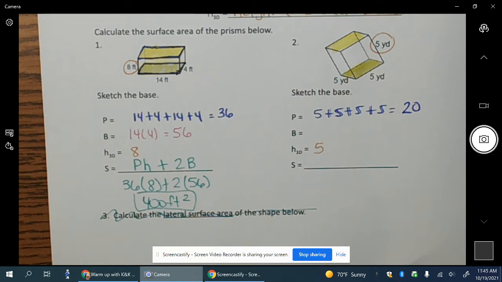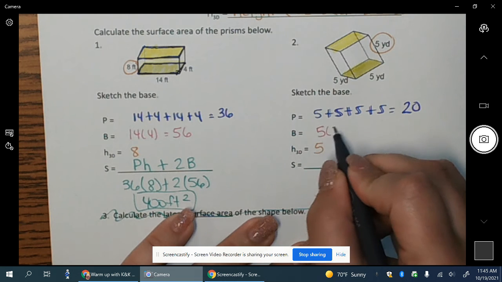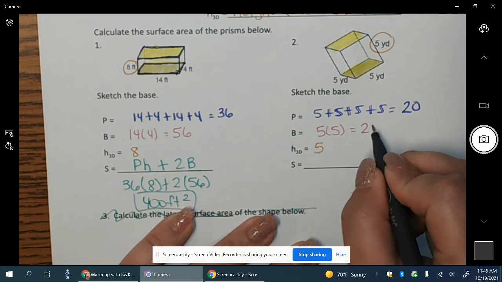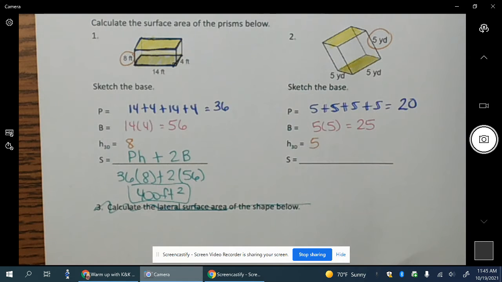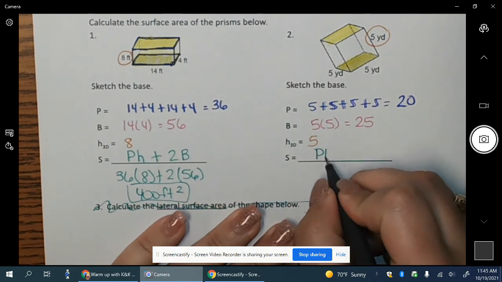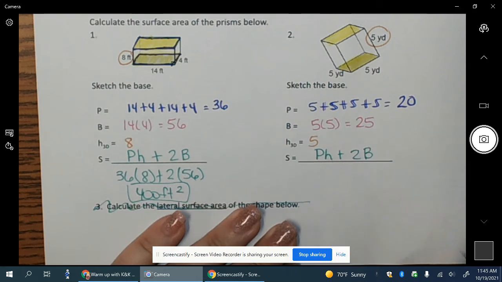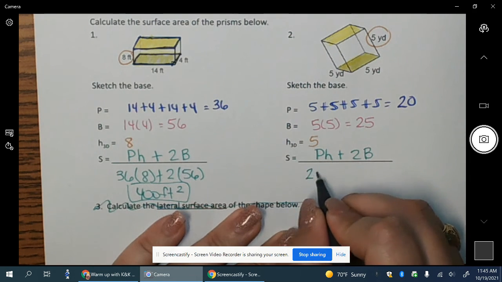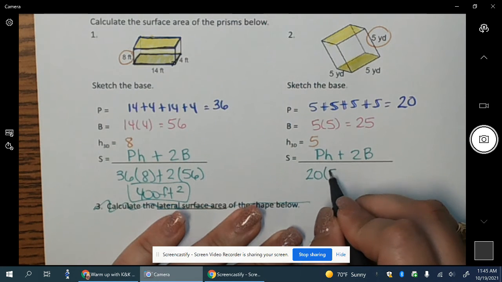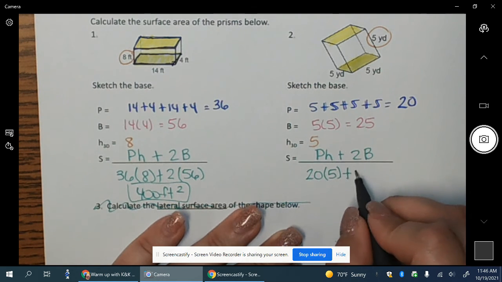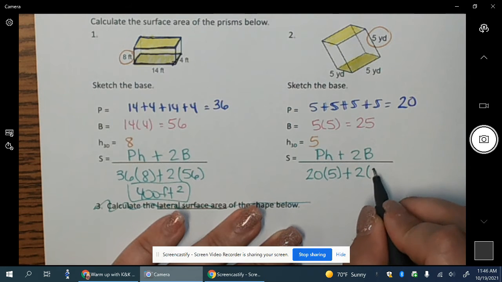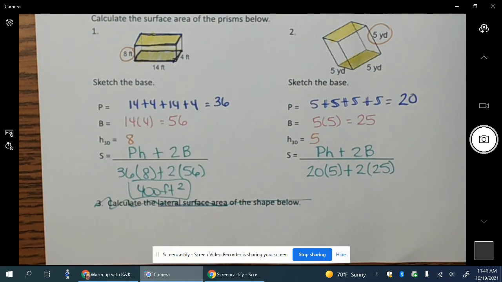Okay, now big B means the area. So what 2 numbers multiply together to give me the area? 5 times 5. Good, David. Which equals 25. Again, this is what we did yesterday. This is nothing new. Today, we're just putting it in that formula. It doesn't say lateral or total, so I just assume it's total. PH plus 2B. The perimeter is 20. The height is 5 plus 2 times big B is 25.